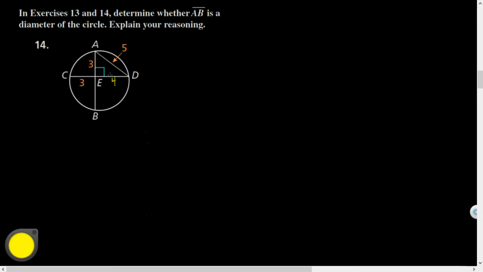And if this is 4 and this is 3, which is also known in small circles as not 4, those two things are not equal, and therefore this is not a perpendicular bisector. So the answer is no, because it did not bisect the other chord.